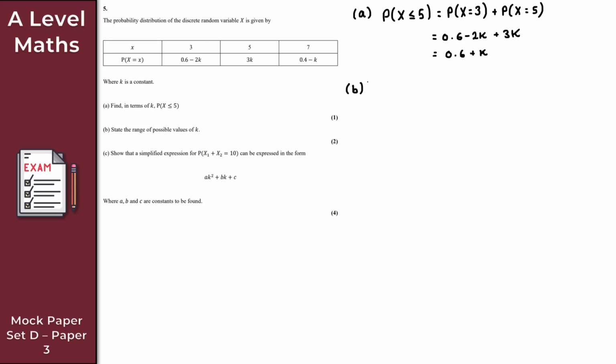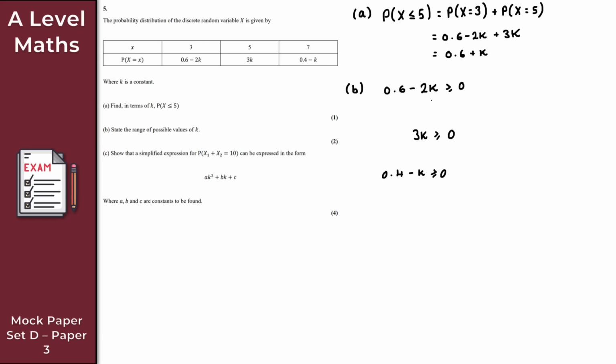So what I can say is 0.6 minus 2k must be greater than or equal to 0. I can say the same for the probability 3k, so 3k is greater than or equal to 0. And also 0.4 minus k must be greater than or equal to 0. What I'm going to do is just solve these 3 inequalities for k, and then hopefully the answer will be a lot easier to see at that point.